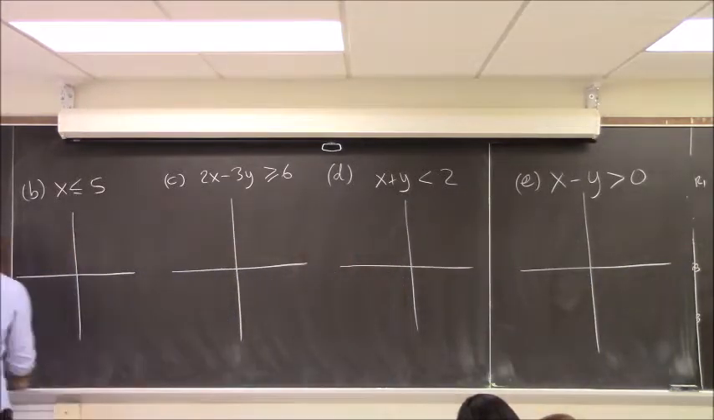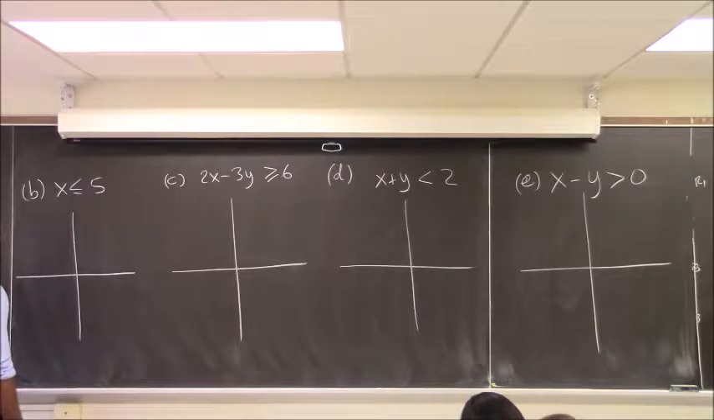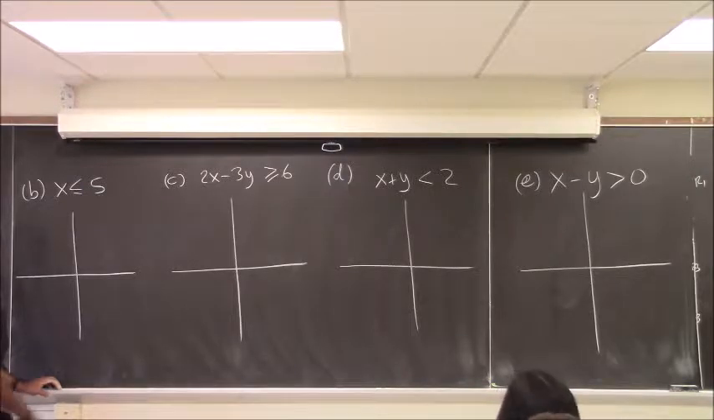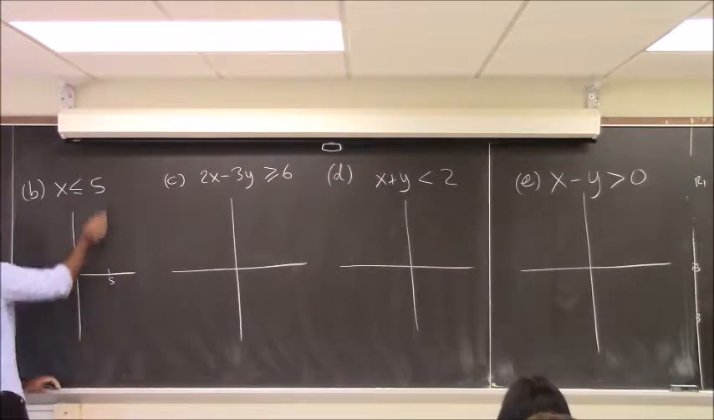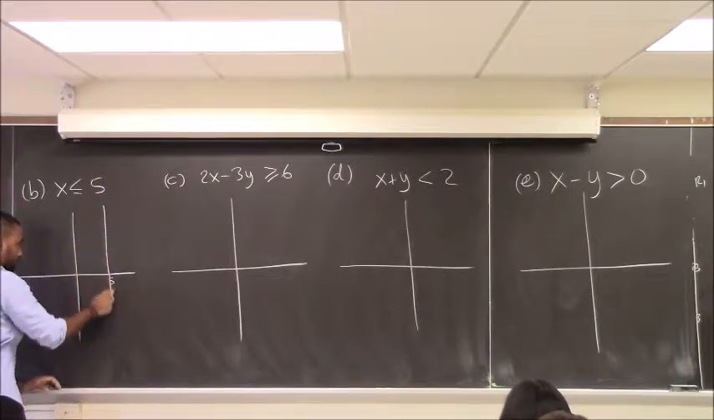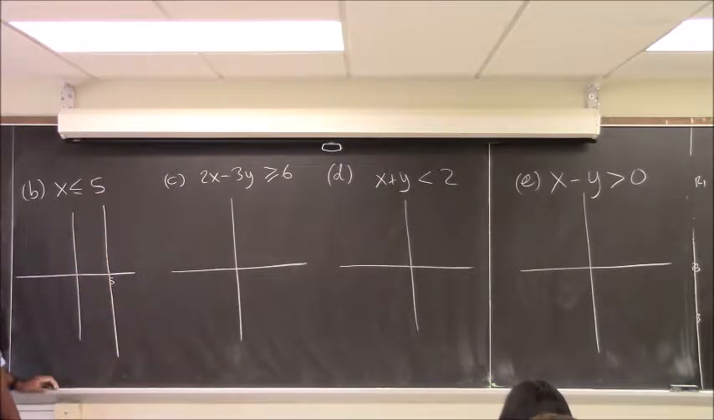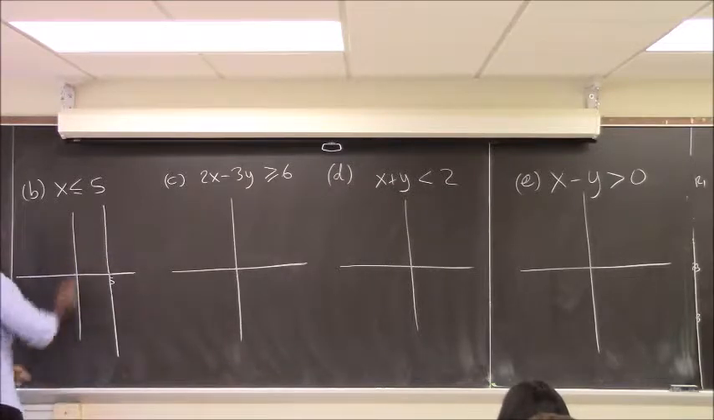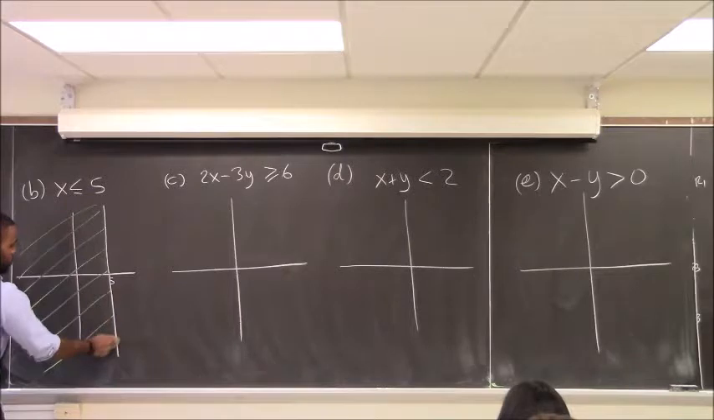Sketch pictures of these really quickly. What does x equal 5 look like? Vertical line passing through what? 5. Well, 5 on the x-axis. It can be equal to, which means I'm going to draw a solid line. Okay, which region is my solution here? To the left, because your x is less than 5 on the left side of this. So every point in this region is going to be the solution.